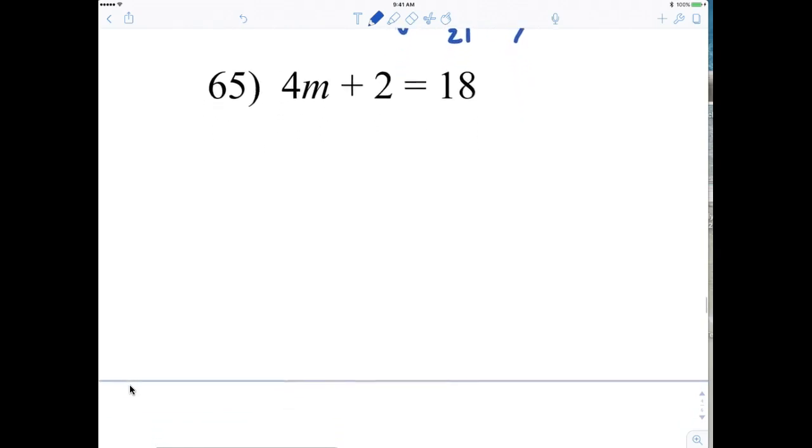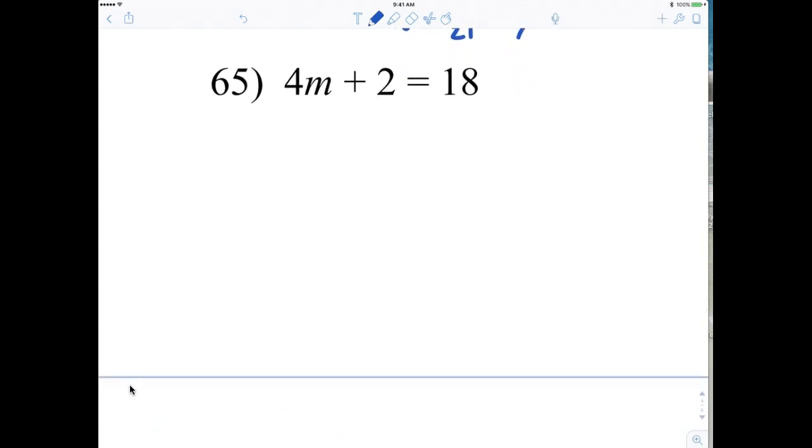Now, 65, I want everybody on 65. You honestly should be able to just say the answer is m equals what? There's no work in that. I'm not trying to hurt anybody's feelings, but if you can't do that, it might be a little hard for you. I can easily show you, but I want your good mental math. That's why we're practicing. We're just subtracting 2 and then dividing by 4. That's a piece of cake. m equals 4. That's what I want you to be able to do.